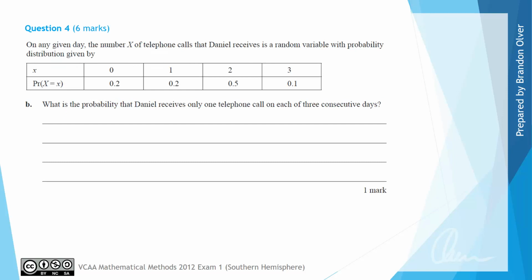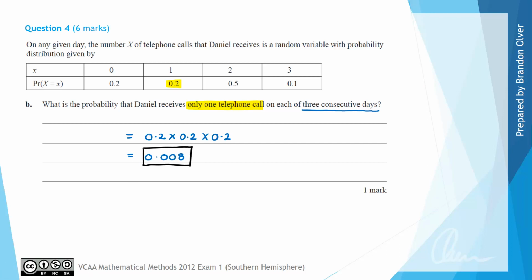For part B it asks, what is the probability that Daniel receives only one telephone call on each of 3 consecutive days. The probability of that occurring on any day is 0.2. So the calculation is 0.2 times 0.2 times 0.2. That's the probability of getting exactly one phone call on each of 3 consecutive days, and that is equal to 0.008 when you evaluate that. So that is the answer to part B of this question.